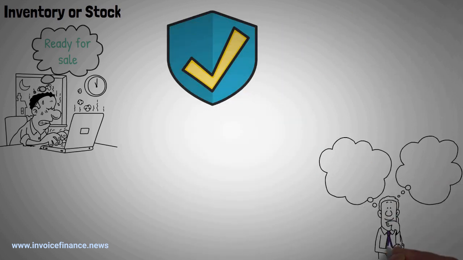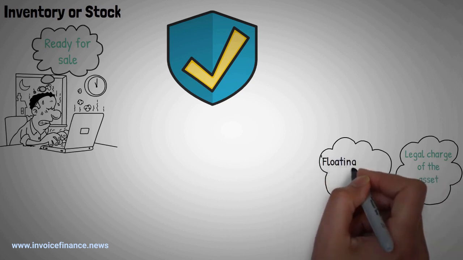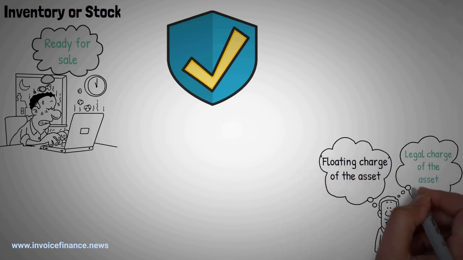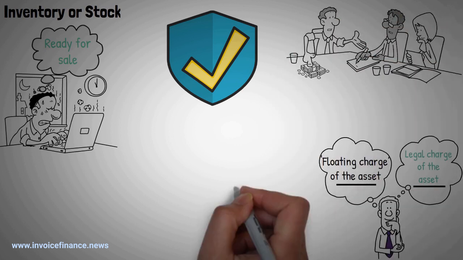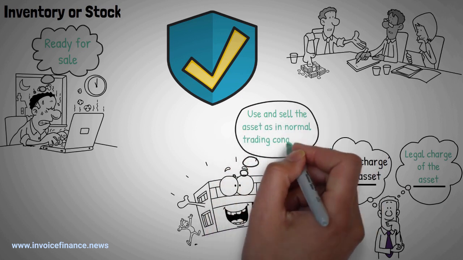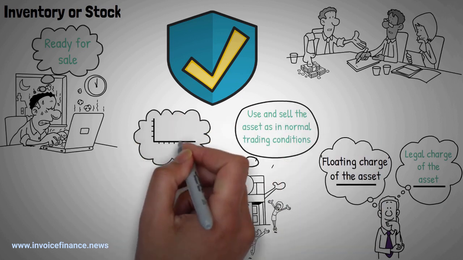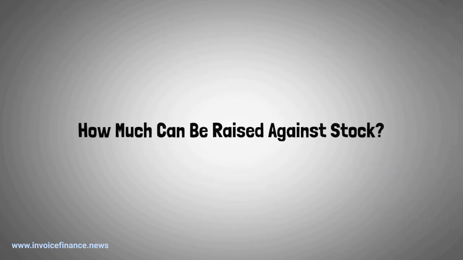To protect the assets used in asset-based lending, a financier can either take legal charge of the asset or just floating charge of the asset. The first means the financier has control of the asset. The second means a company can still use and sell the asset as in normal trading conditions. If the company stops trading, a financier will move from floating charge of an asset to legal charge of an asset.